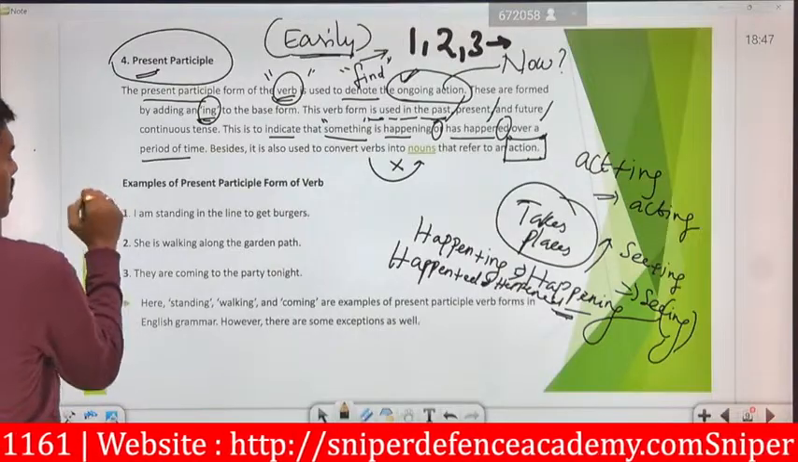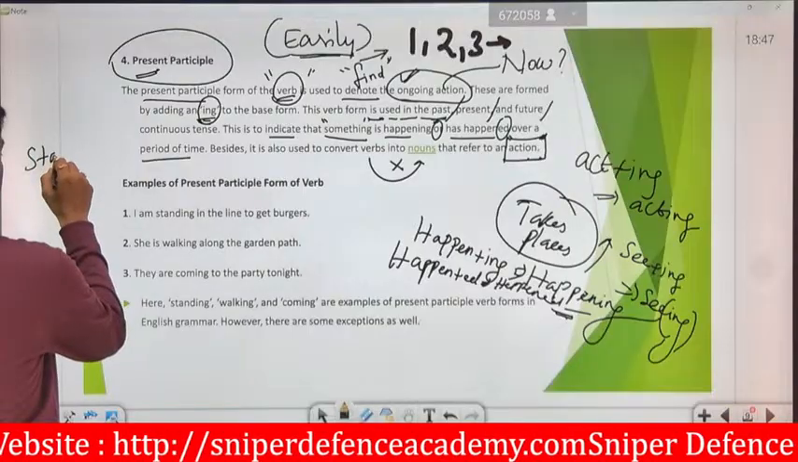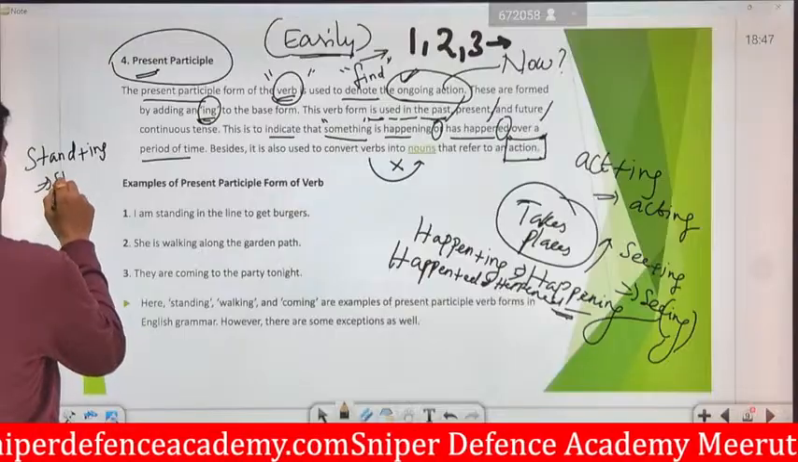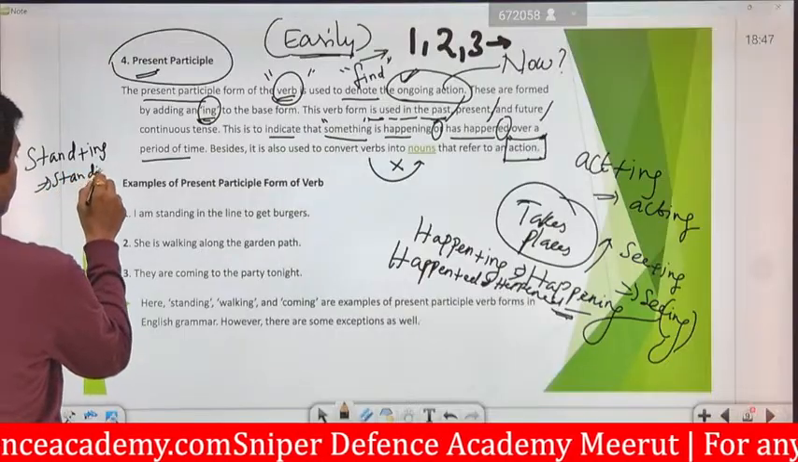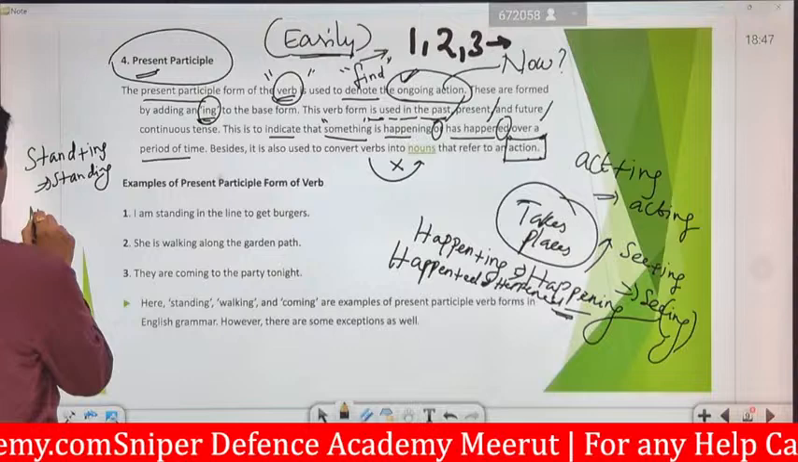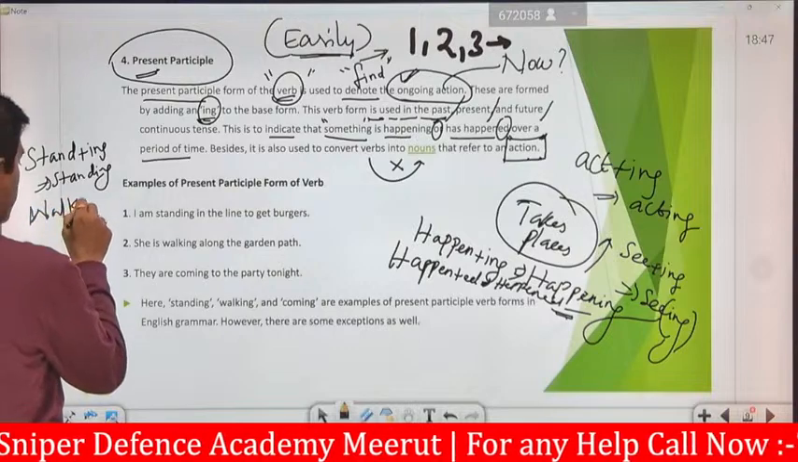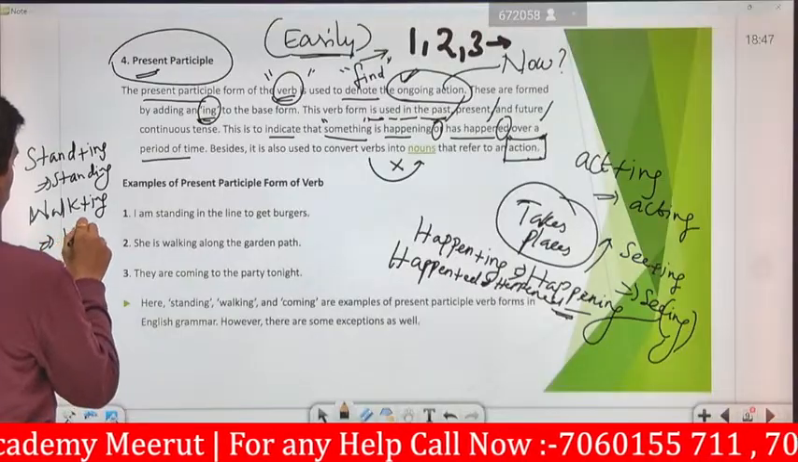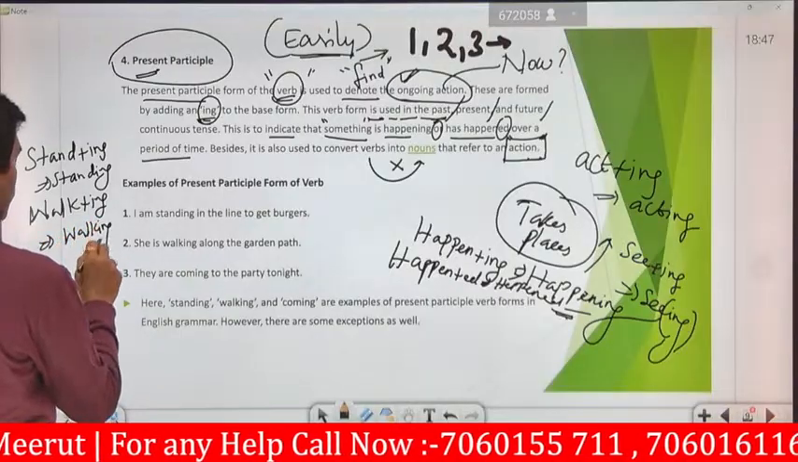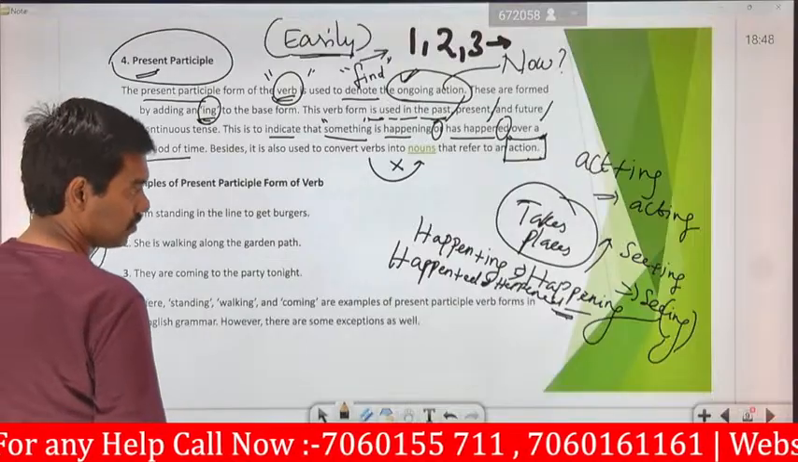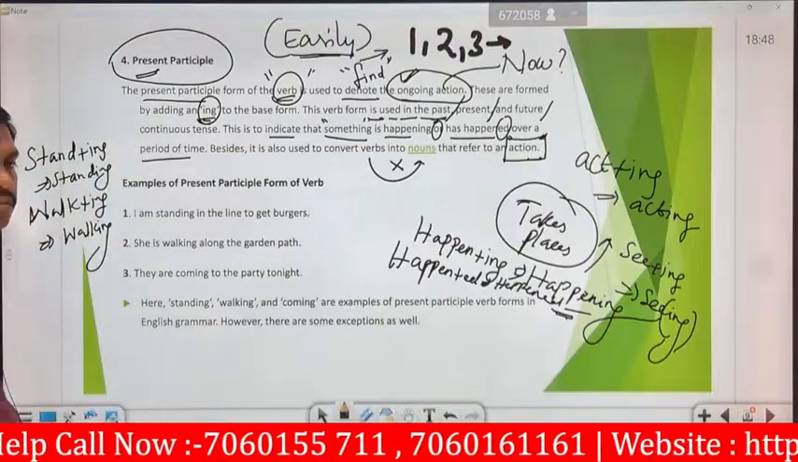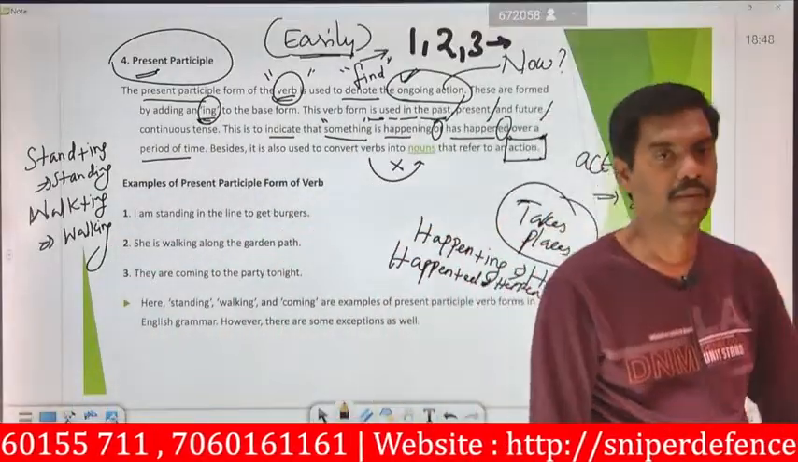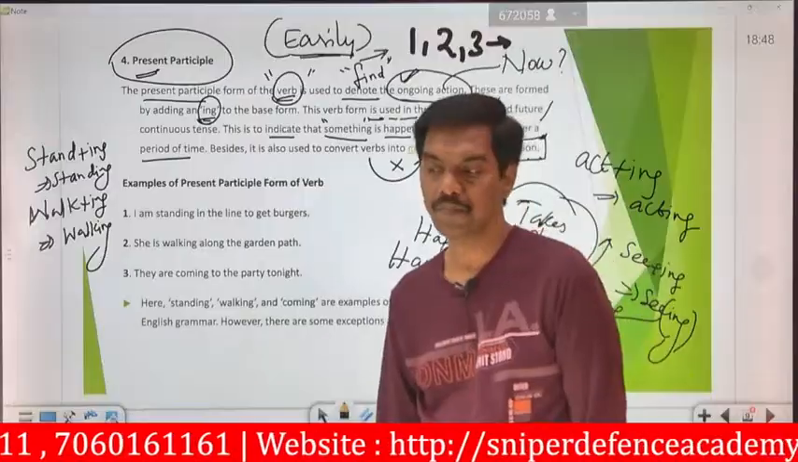the same thing here, stand. Stand plus ing gives standing. Walk. Walk means you are walking. Walk plus ing gives walking. You are walking. I'm walking in the morning. I'm walking in the evening. Okay, I'm walking at 6 a.m. I'm walking at 6 p.m.